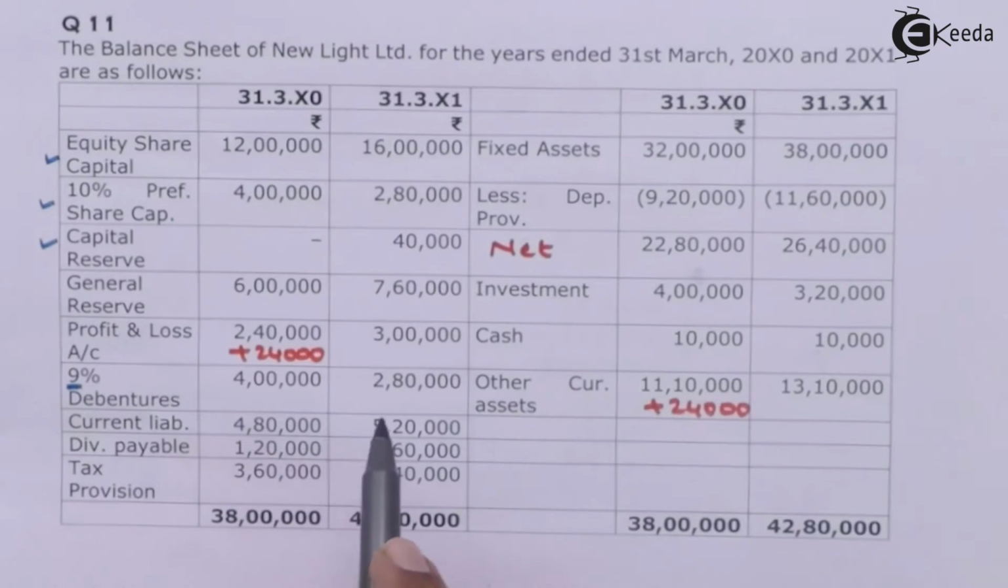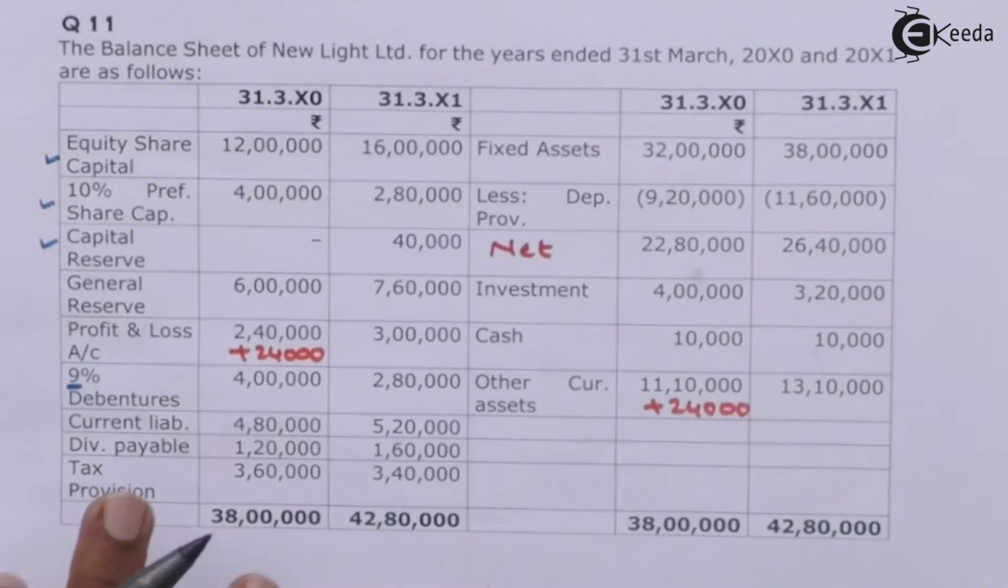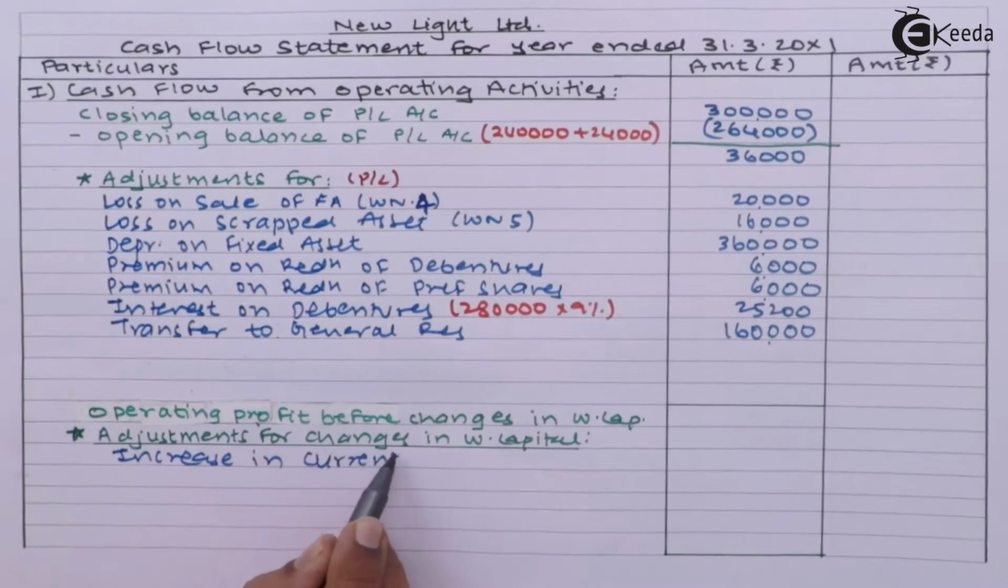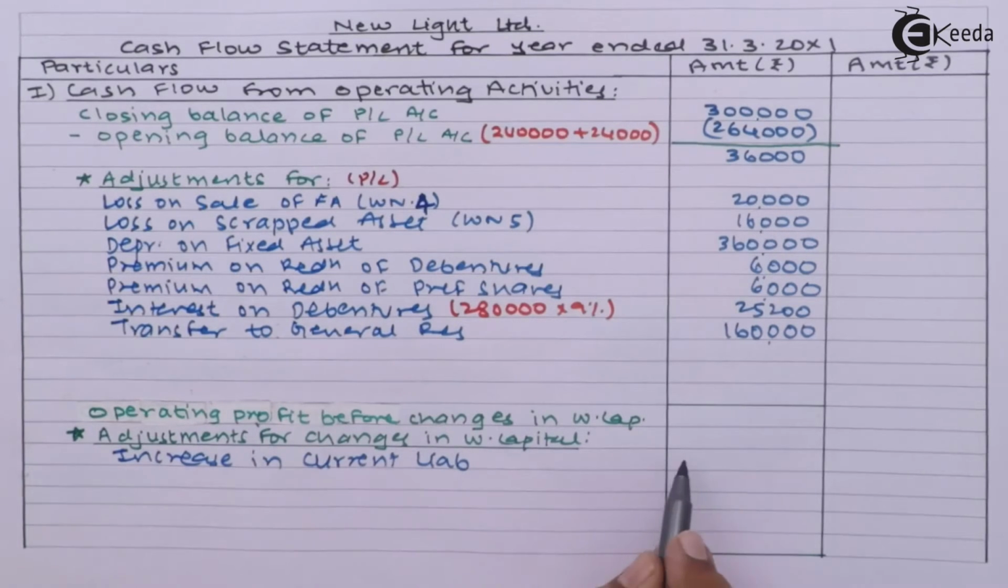Current liabilities, it was earlier 4 lakh 80,000. Now it is 5 lakh 20,000. So it is increasing by how much? It is increasing by 40,000. Increase in current liabilities will be shown as a positive figure.